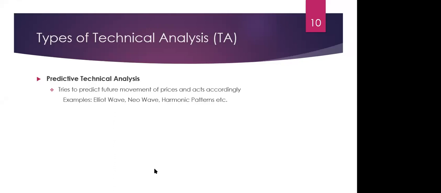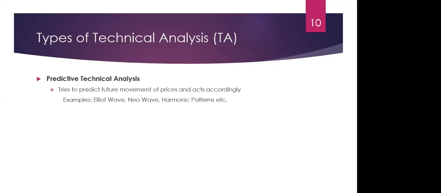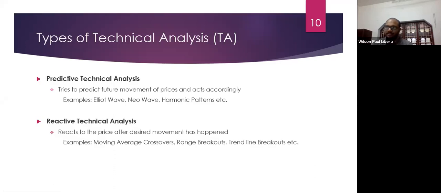Okay, some other techniques of technical analysis are the Elliott wave, the Neo wave, harmonic patterns. They do all these things on prices, and they try to predict how the prices will go in the future. And then we have reactive technical analysis.